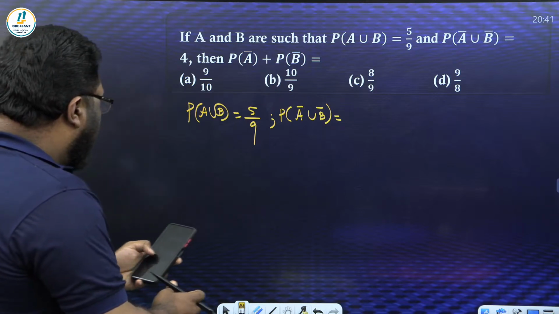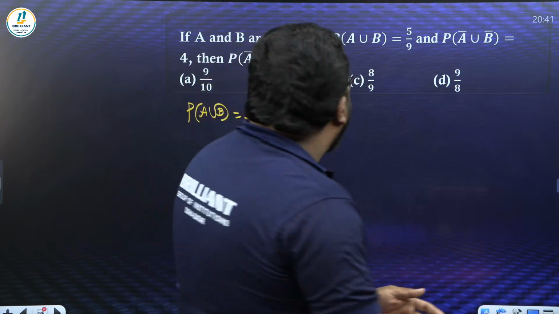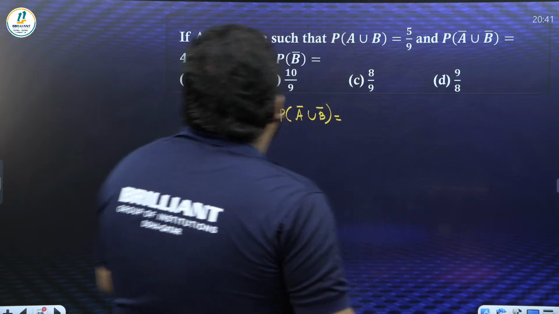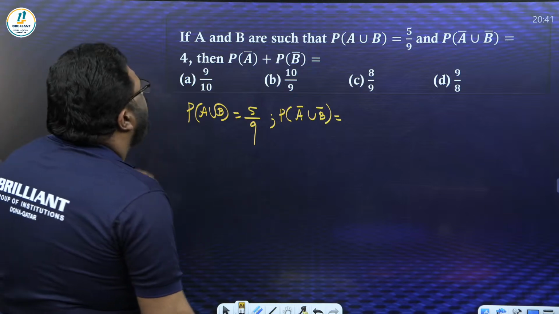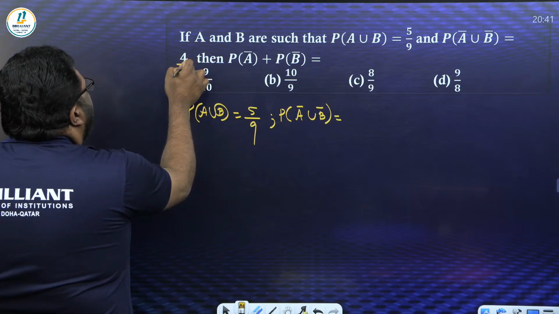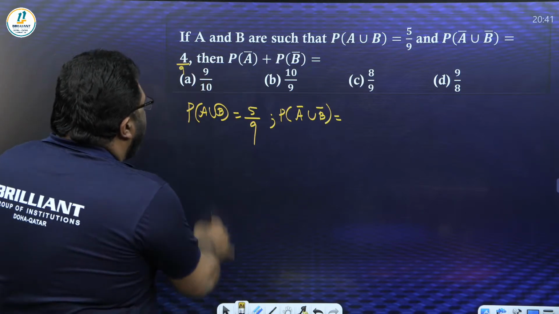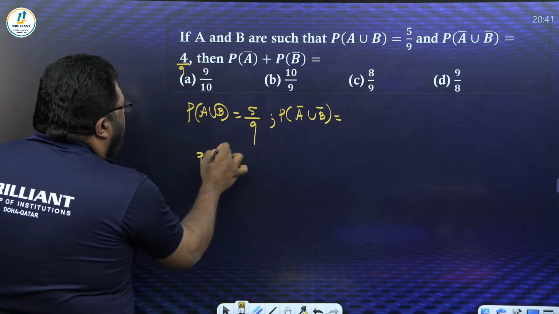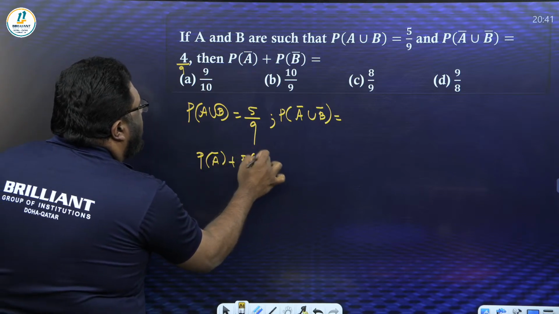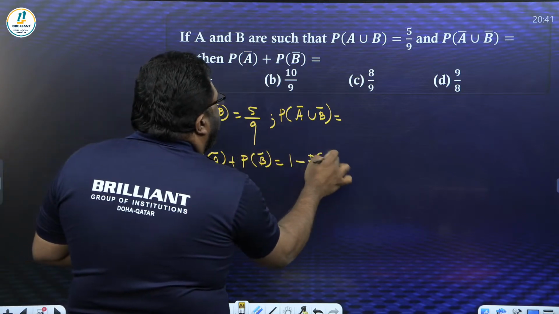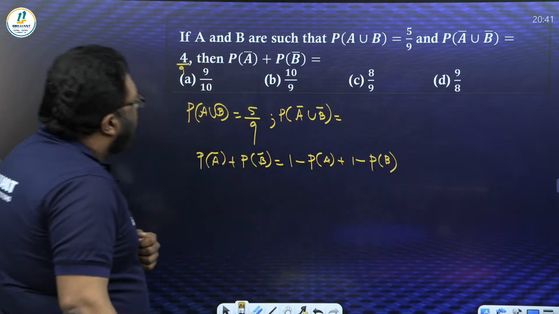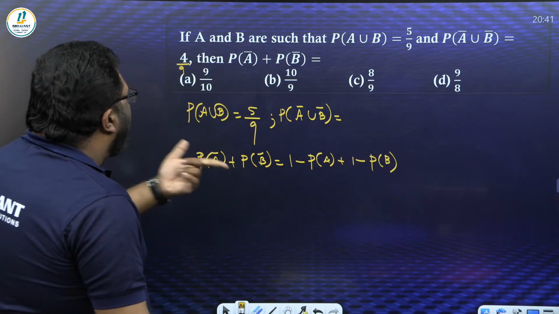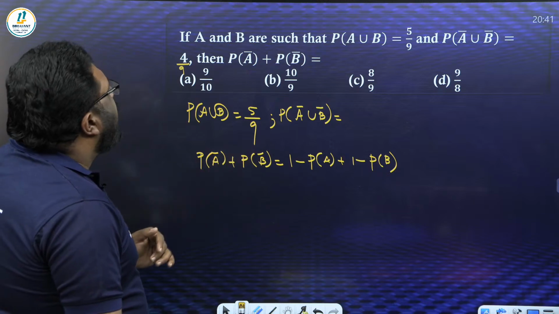Okay, I think that value is wrong. We'll just check anyway. P of A complement plus P of B complement. They want that, so this 4 is wrong. It's 4 by 9, I guess. Let's just check. P of A bar plus P of B bar is equal to 1 minus P of A plus 1 minus P of B. What's 1 minus P of A and 1 minus P of B? I don't have those values with me.